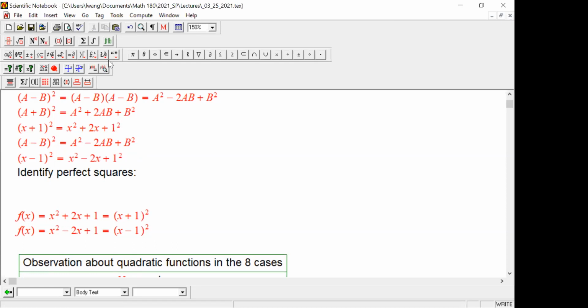And we got it easy this time. Sometimes it's not that easy. Okay, so how do we identify these perfect squares?